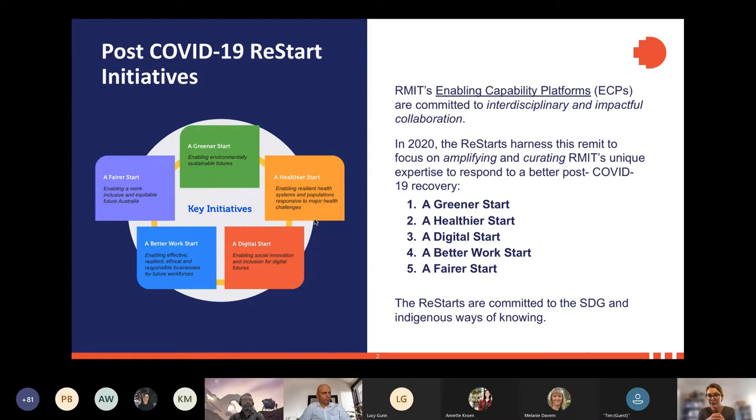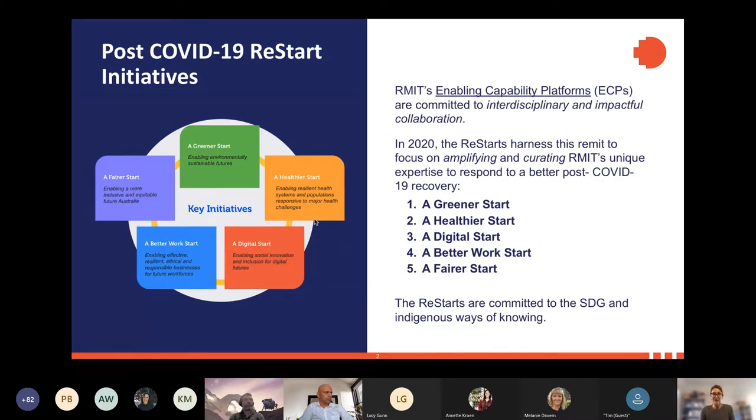as five different starts, one being a greener start. There's all sorts of work here on things like green urban precincts, for example, a healthier start, including work on mental health, where again, exercise is of such vital importance, a digital start, pointing to the role of data and digital initiatives such as the Australian Urban Observatory, a better work start, including tackling the question of how we can make the most of this new work from home reality that many of us are now part of, and a fairer start. So that question of justice, including urban justice, including spatial justice, who has access to what infrastructure. So again, you can see the relevance of this particular project.